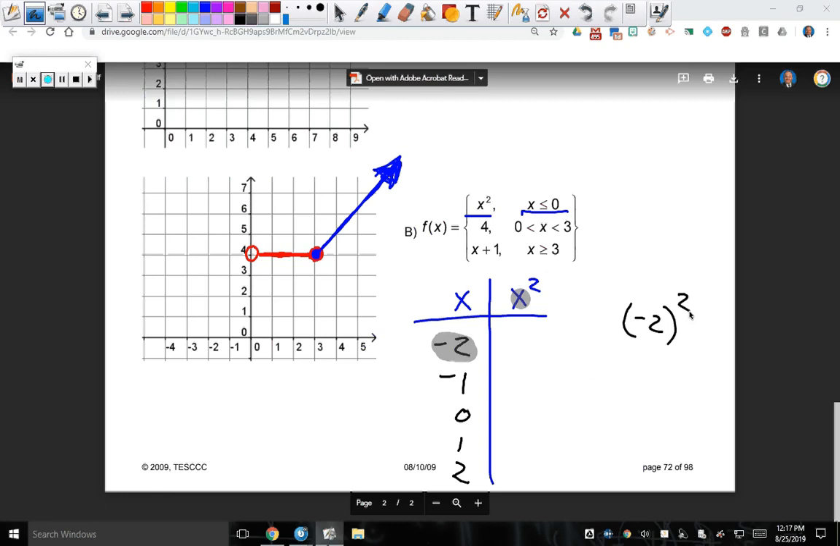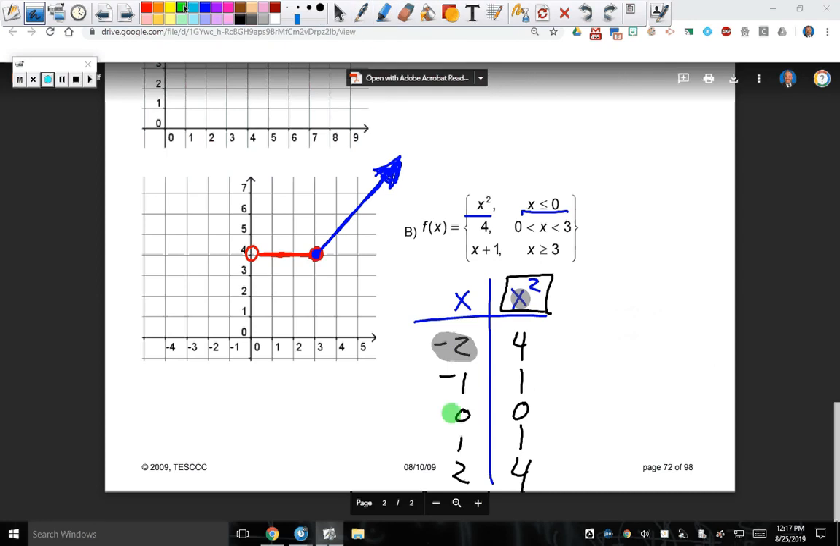So -2 squared is the same as -2 times -2, which is negative times a negative, which is a positive. If I did -1 squared, it'd be -1 times -1, which would give me 1. 0 times 0 is 0, 1 times 1 is 1, and 2 times 2 is 4. Because again, all we're doing is putting them into this function to see what that number would be if I squared it. Notice they're all positive. Okay, so a quick graph would show this.